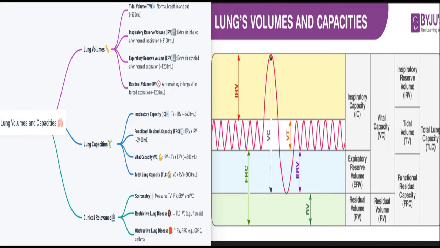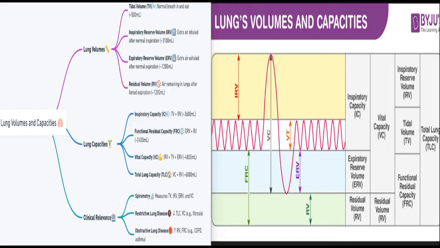The residual volume is the amount of air remaining in the lungs even after maximum expiration, and it keeps the alveoli inflated between breaths and mixed with fresh air on the next inspiration. And so those are the four volumes: tidal volume, inspiratory reserve volume, expiratory reserve volume, and the residual volume.